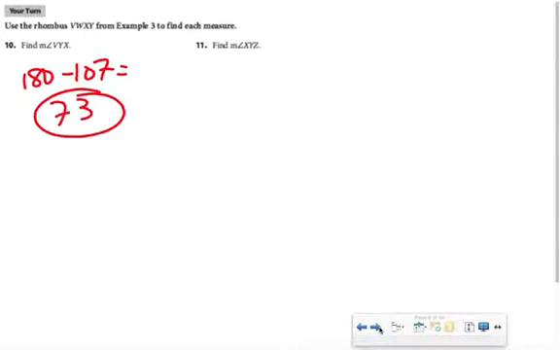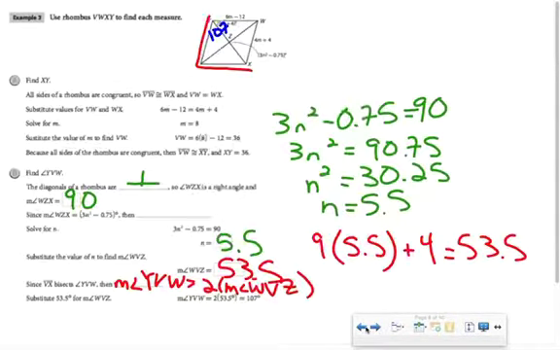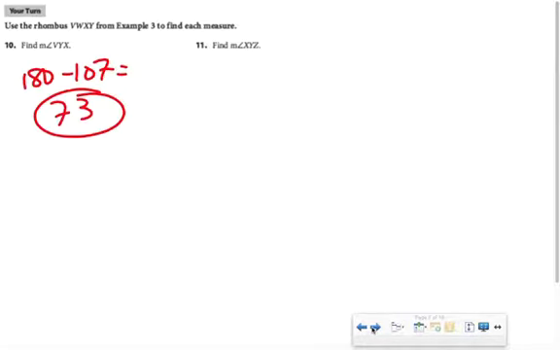They're asking me next for angle XYZ, and angle XYZ would just be half of the angle that we just found. So that's half of 73, which is 36.5.